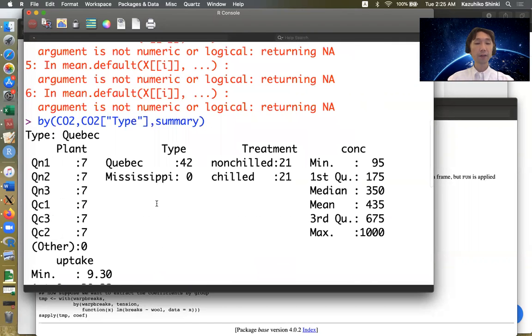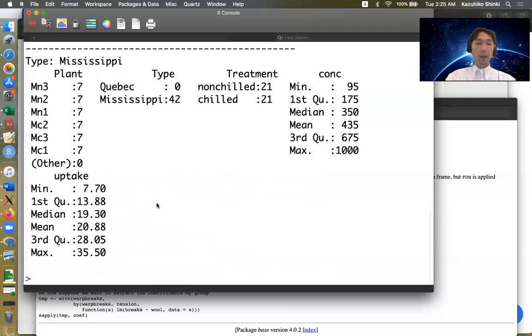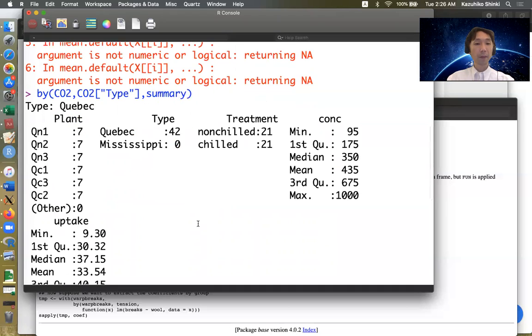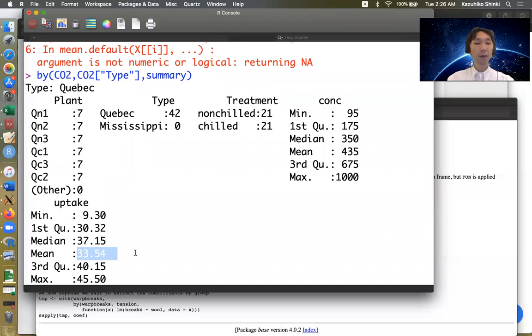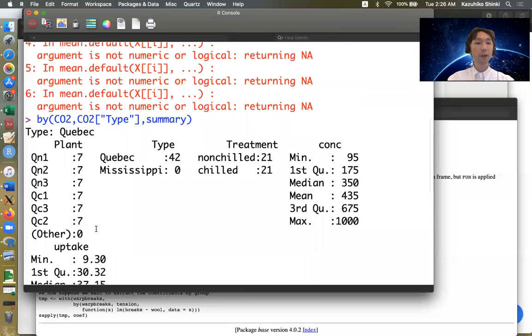So here we do the CO2 type and summary. Then it returns the average of the CO2 uptake and concentration for each location, Quebec and Mississippi. But it also reports counts for categorical variables.